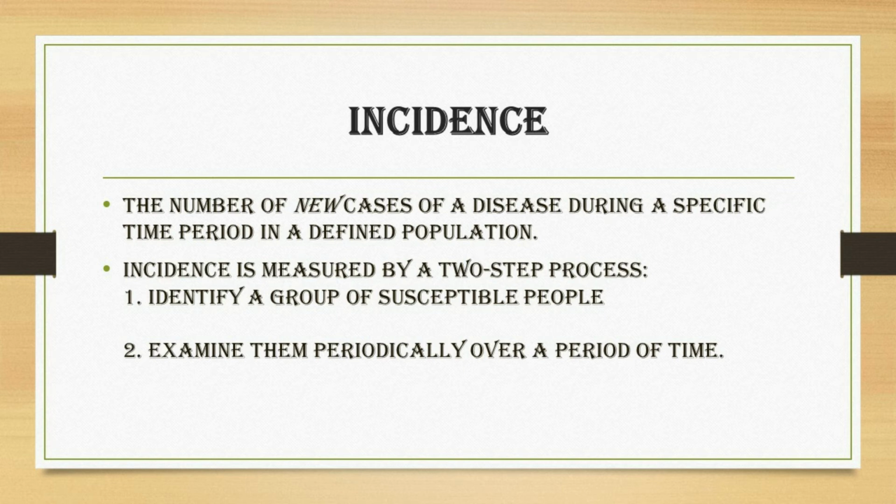First one is the identification of the group of susceptible people who are initially free of the disease or condition. And the second is the examination of them periodically over a specific period of time to discover and count the new cases of the disease that develop during that interval.